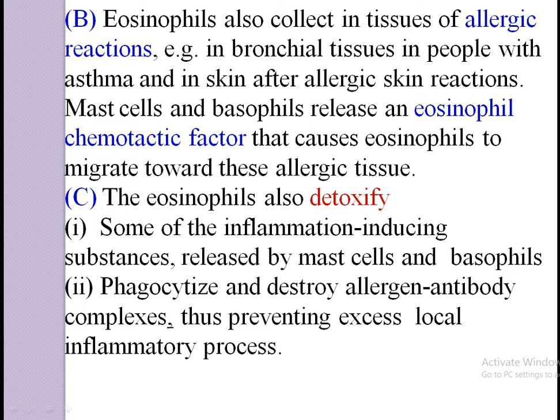One more thing about the mast cells. What are these cells? I will also tell you about these mast cells in the following slides. But here you can say that mast cells and basophils go together and perform a combined action regarding the allergic reaction.